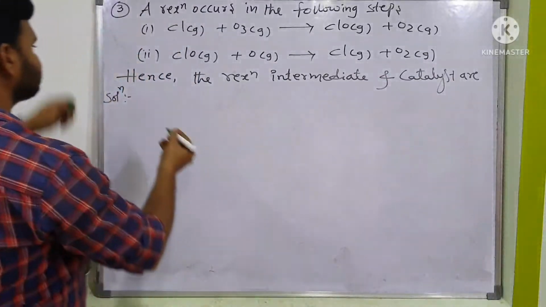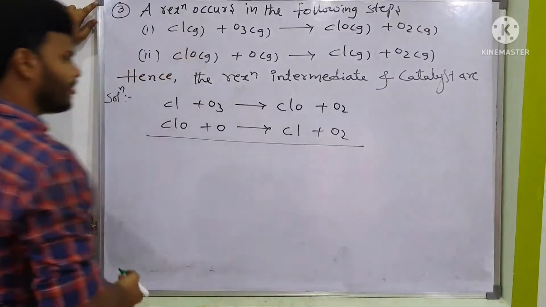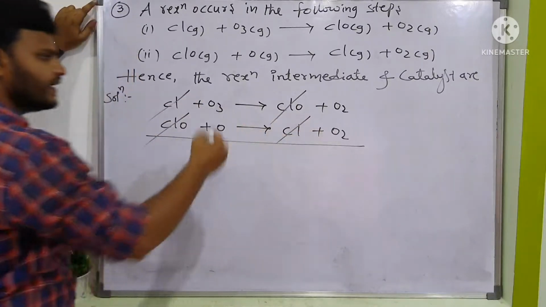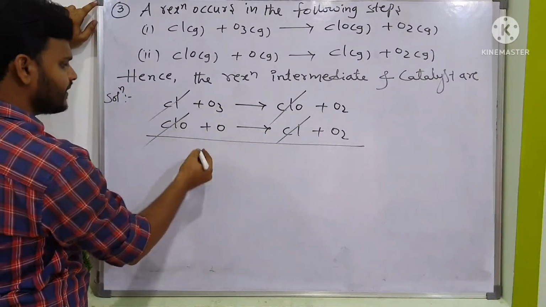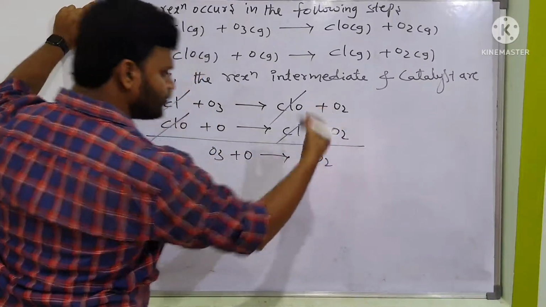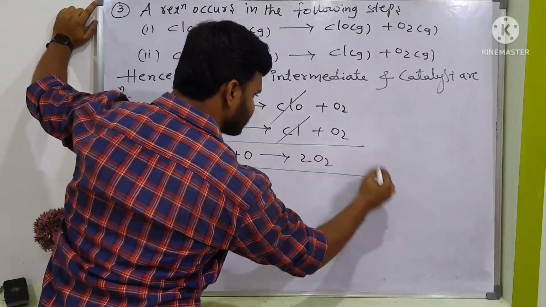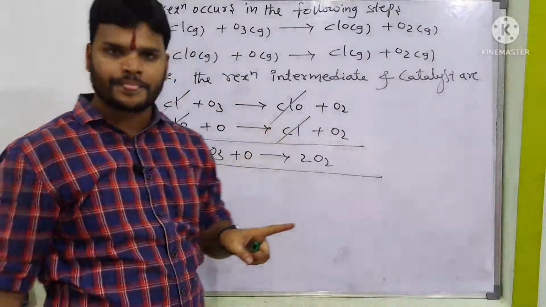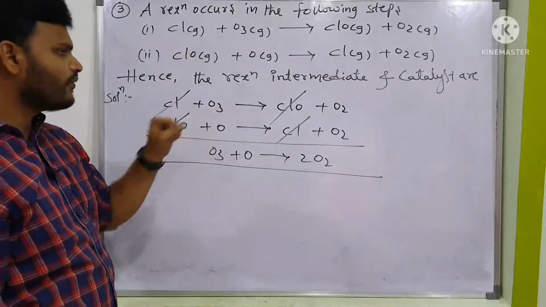Just look at the board. Overall reaction, yeah. So ClO gets cancelled and Cl gets cancelled. Next, what is the balanced equation? O3 plus O gives rise to 2O2. This is the balanced equation. Here each and every physical state is gas only, इसलिए मेनाइलिक. क्लियर ना? ओके स्टूडेंट्स, ये ओवरऑल रिएक्शन है.